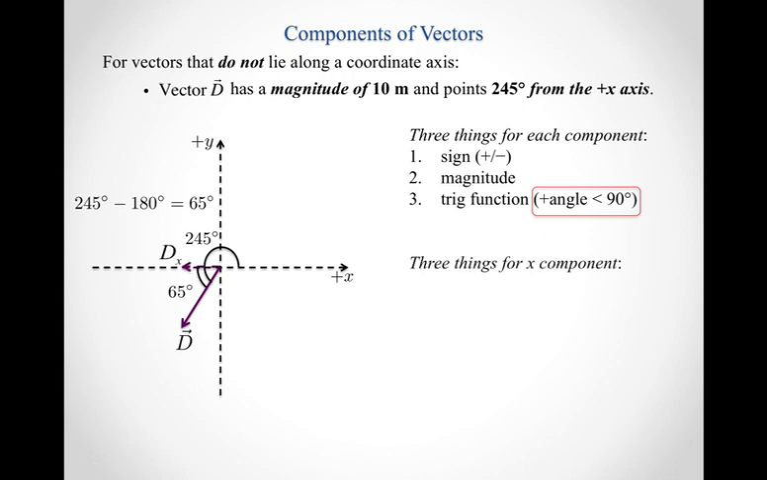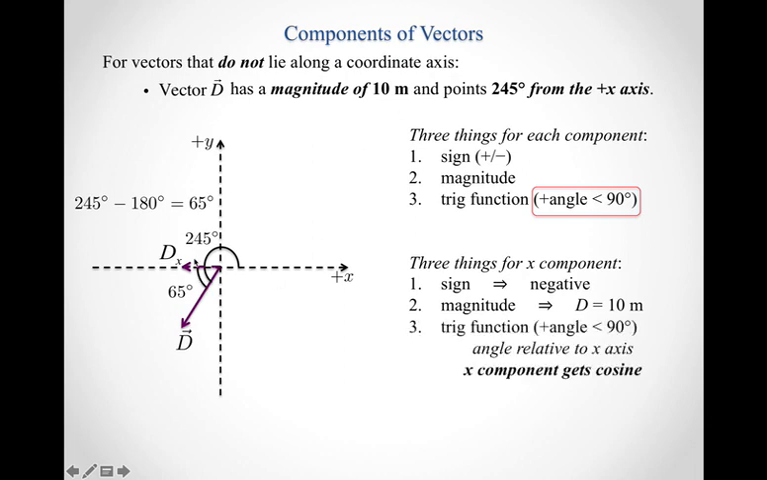So again, thinking about the x component, my three things, I need to think about sign. In this case, vector d points down and to the left. That to the left means that its x component is negative. Magnitude we were told was 10 meters. And then because I have my 65-degree angle relative to the x-axis, the x component will get the cosine of 65 degrees. So I calculate out that the x component of vector d is negative 10 times the cosine of 65 degrees, which is negative 4.2 meters.